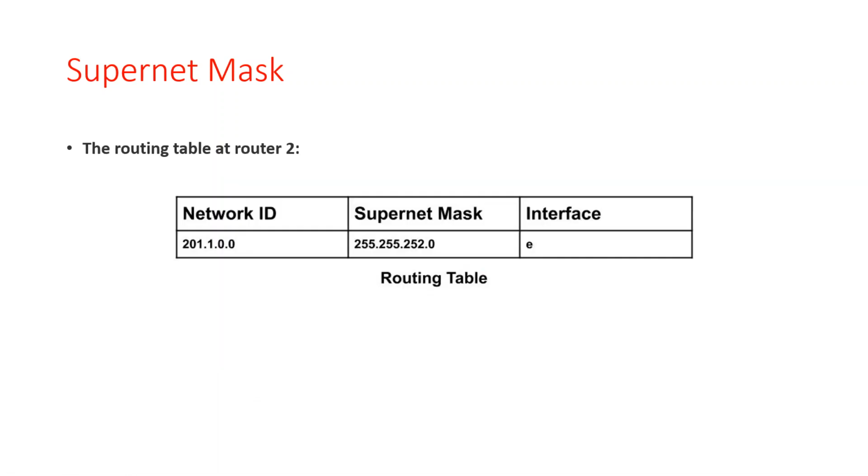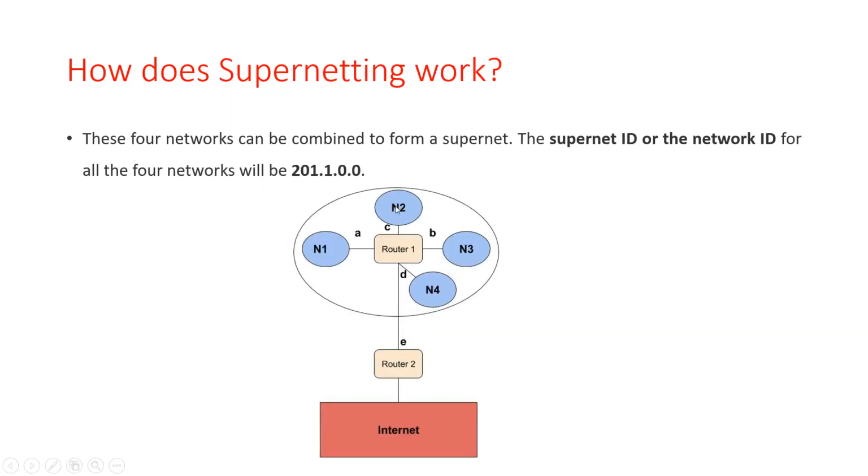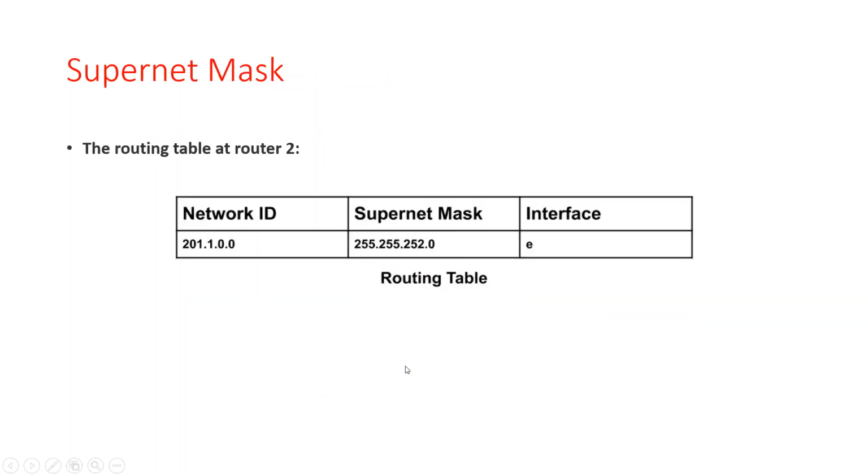The next part is the routing table at router 2. Here in this example we have router 1 and router 2. In router 1 we get the IDs, and the mask is 255.255.252.0. This is called a supernet mask. All the multiple devices are connected to one network, that is router 1. So find out the router 2 ID.